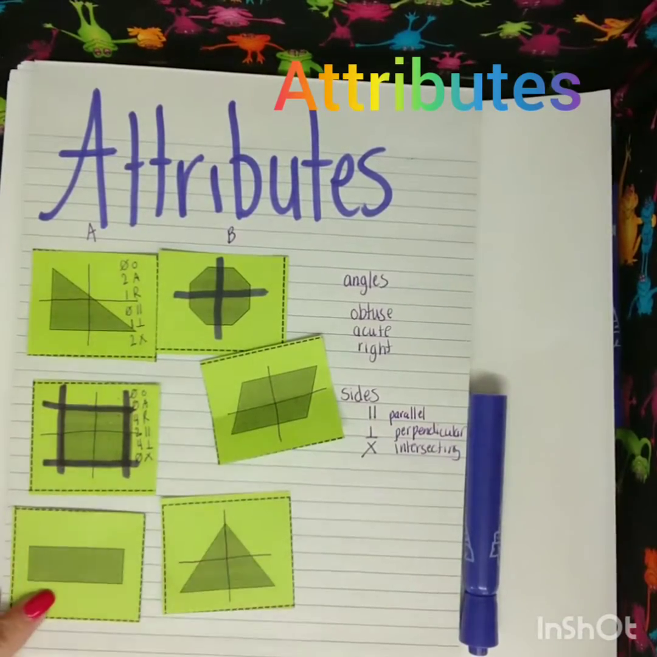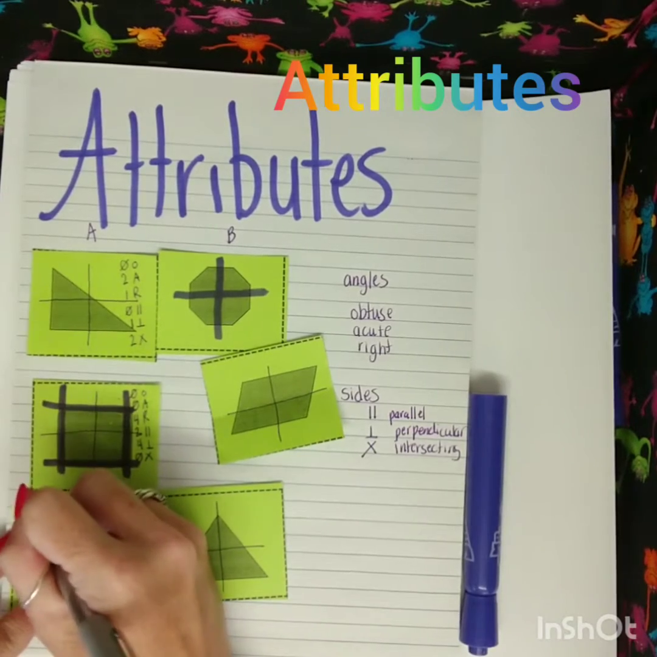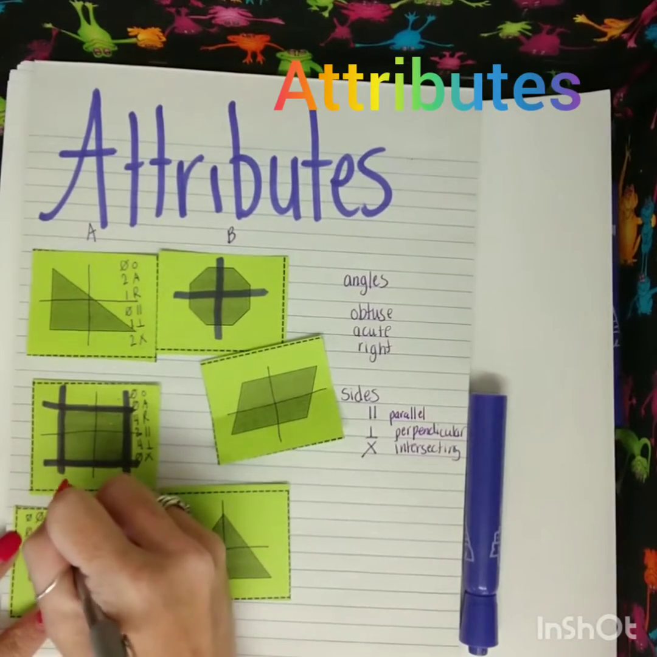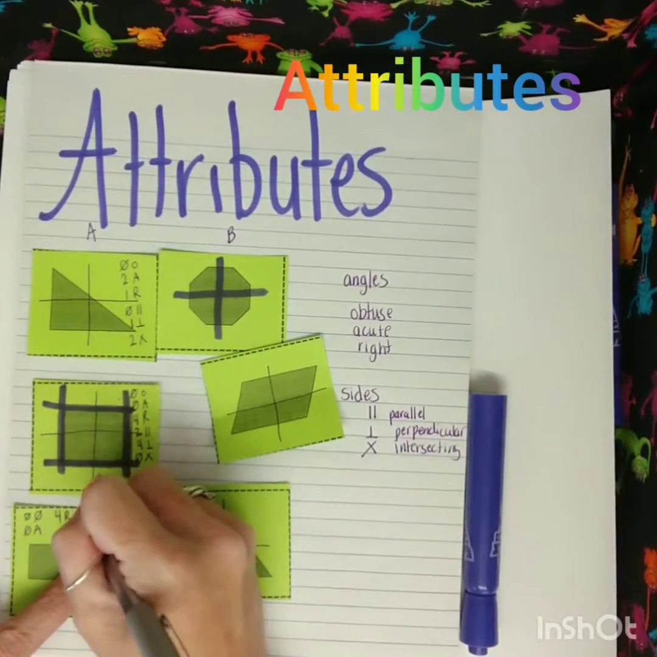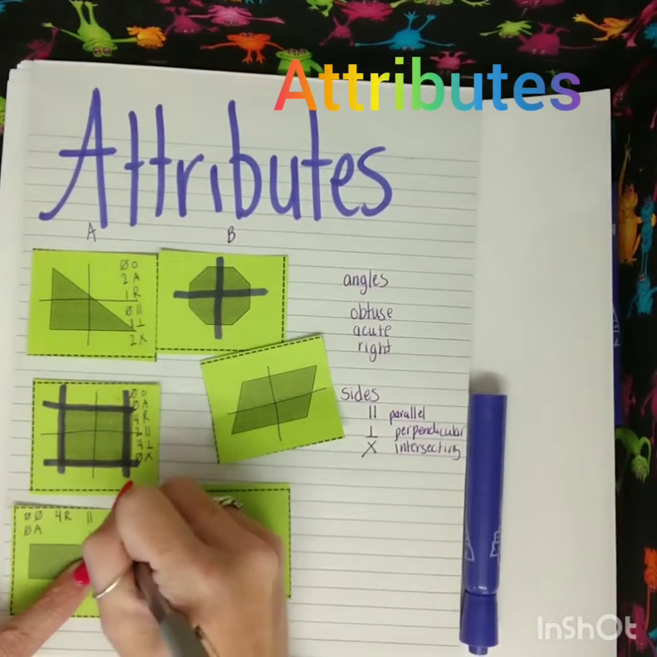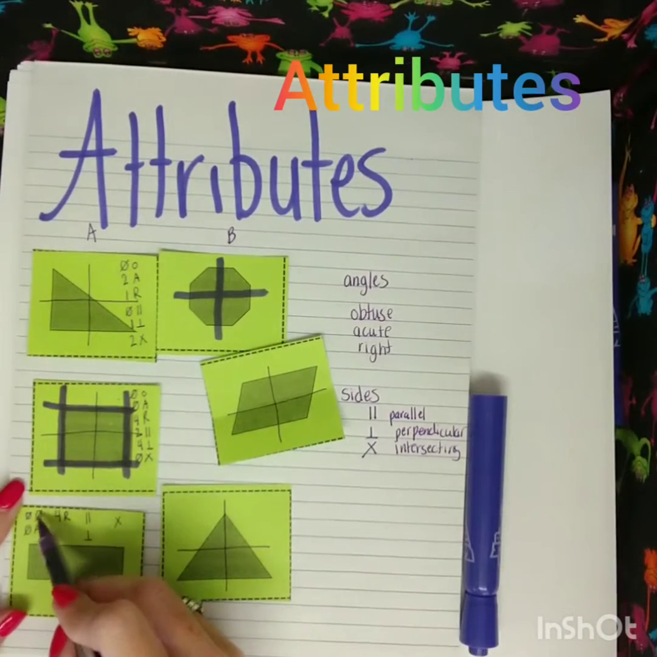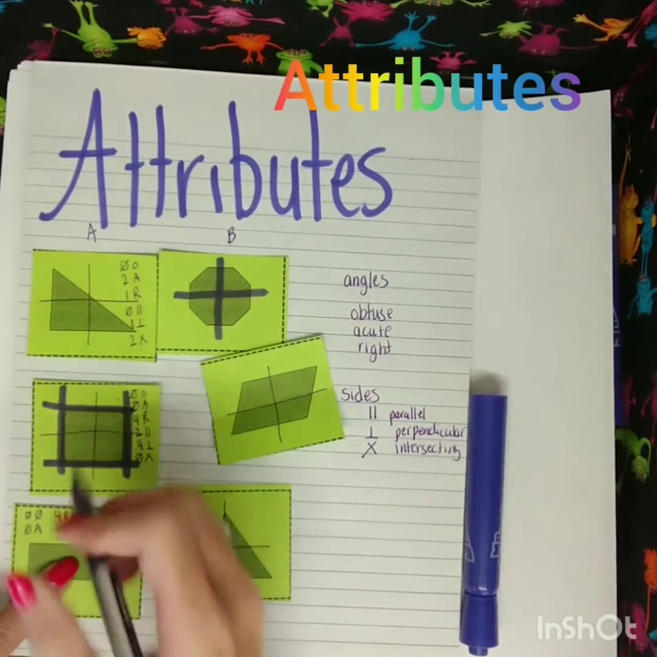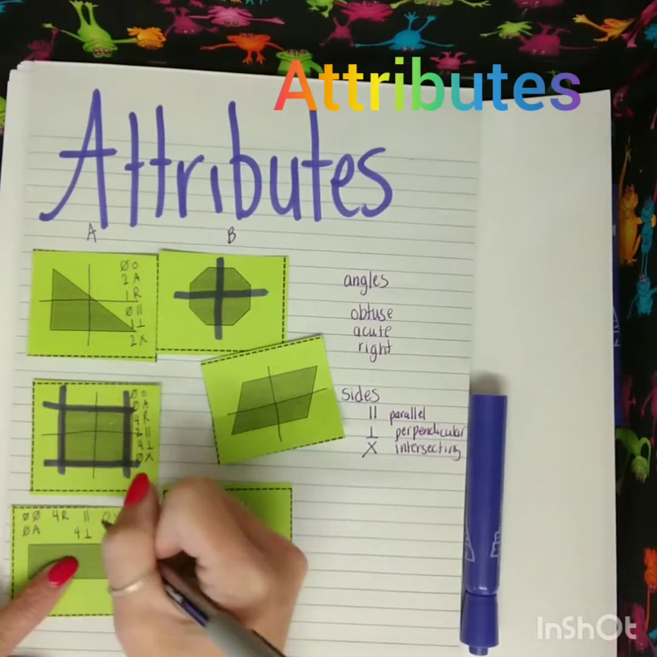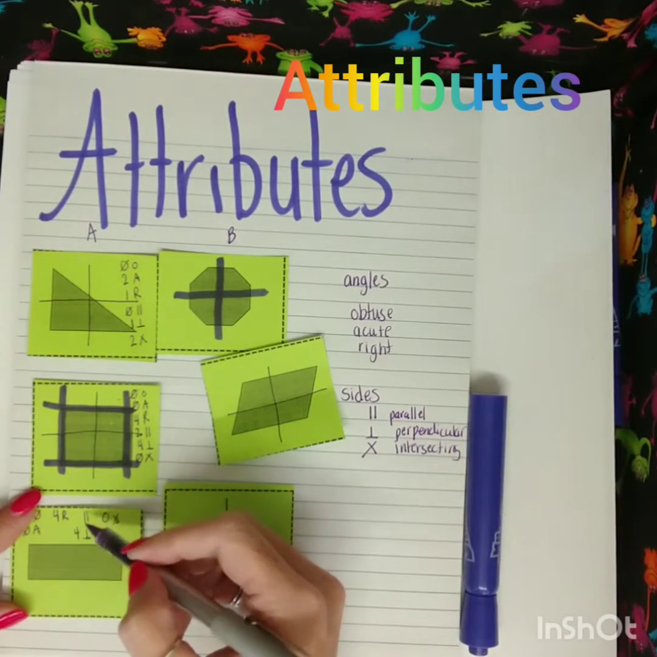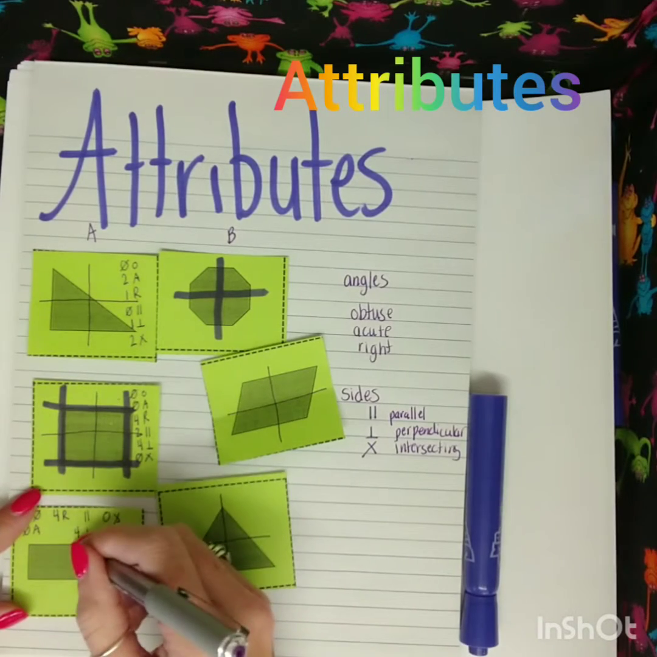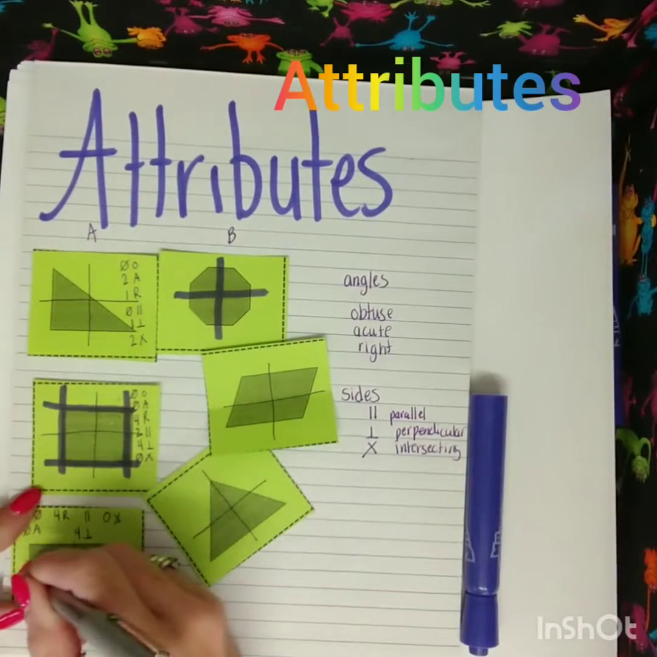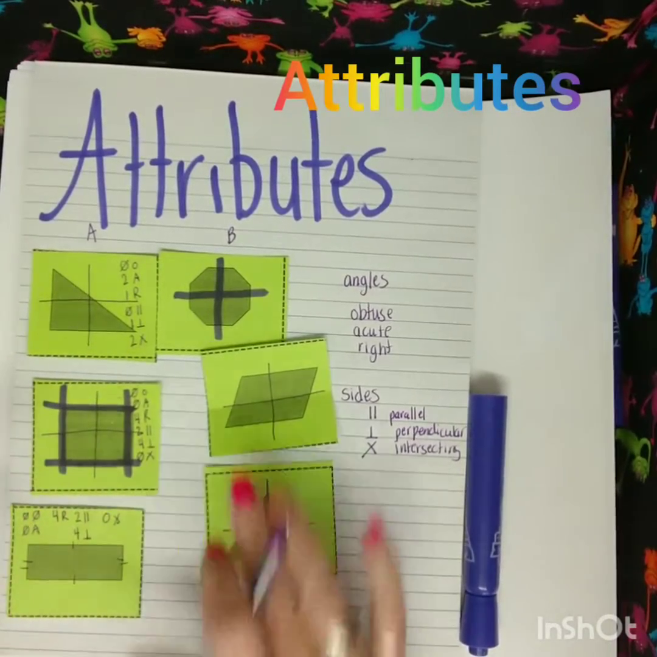All right, here's my rectangle. 0 obtuse, 0 acute. I have 4 right angles. Now I go to my sides: parallel, perpendicular, and intersecting. Remember, the numbers with obtuse and acute go with intersecting, and the numbers with right go with perpendicular. So there are 4 perpendicular, 0 intersecting, and now I need to figure out if there are pairs of parallel. This side and this side will never ever touch, and this side and this side will never ever touch. So I have 2 sets of parallel sides.